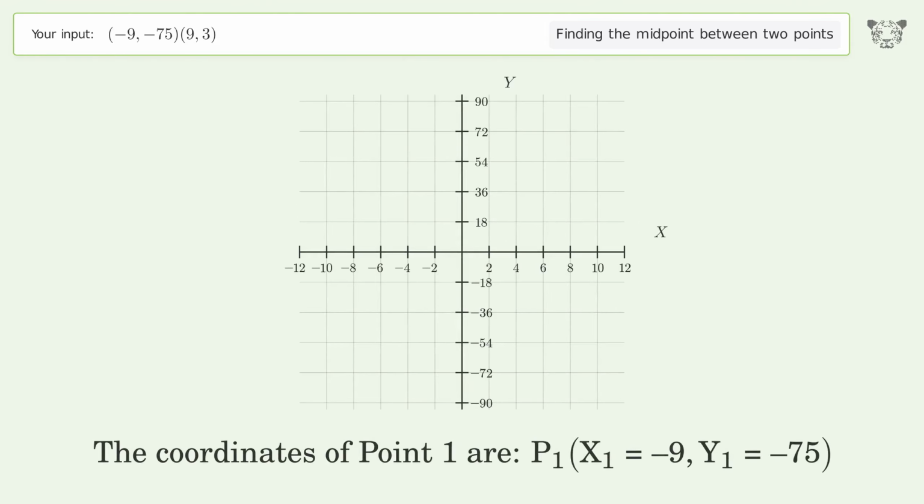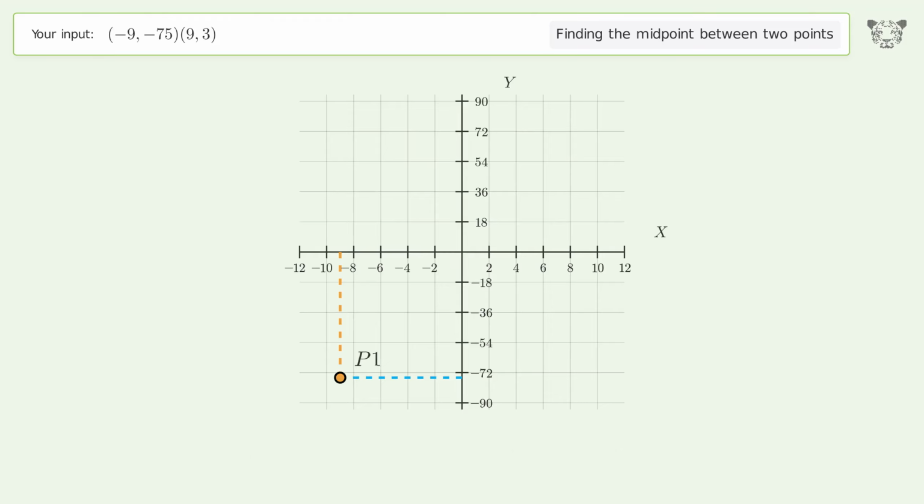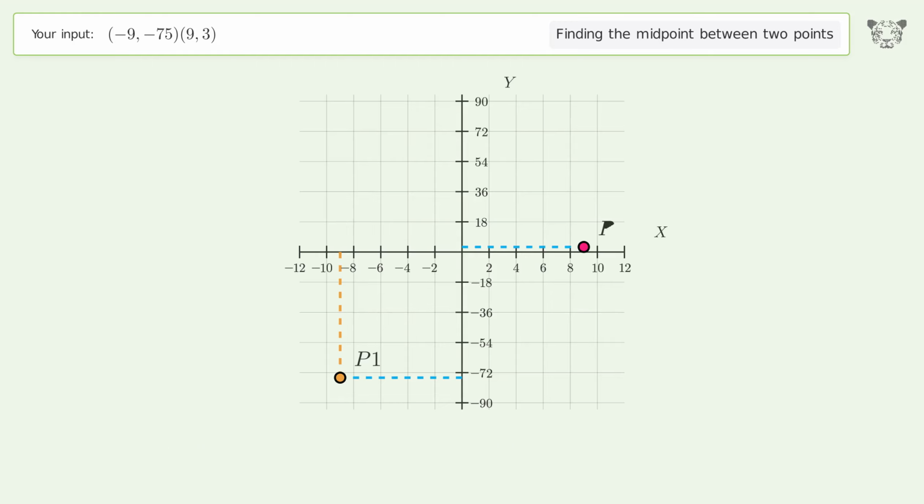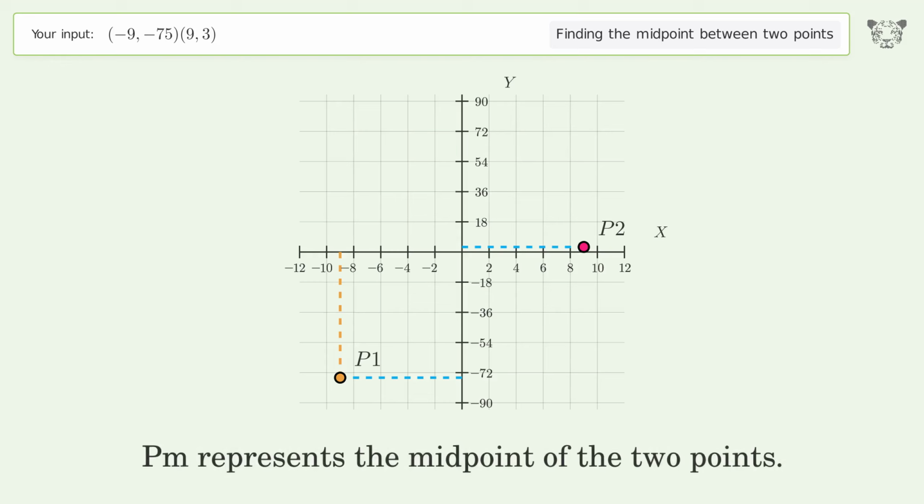The coordinates of point 1 are x1 equals -9, y1 equals -75. The coordinates of point 2 are x2 equals 9, y2 equals 3. PM represents the midpoint of the 2 points.